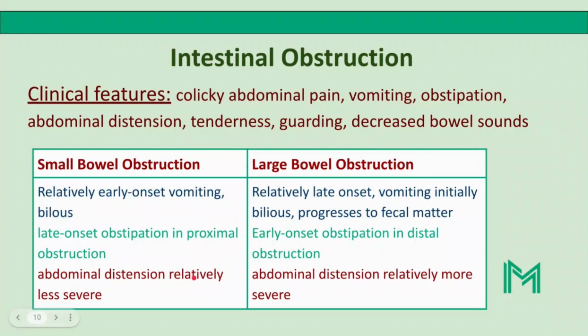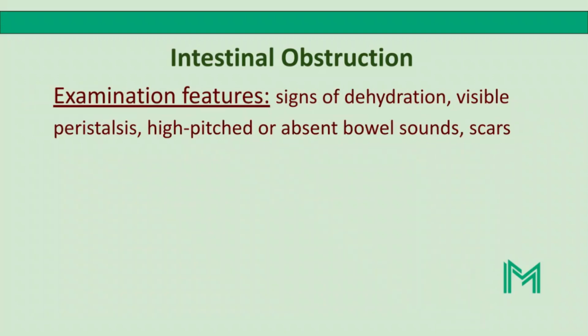Now, in small bowel obstruction, the abdominal distension is relatively less severe, while in large bowel obstruction, the distension is relatively more severe because again, the site of the obstruction is further down from the mouth. So there's a bigger surface area, there's more space for fluids to be sequestered in the abdomen. So the distension is relatively larger and more severe.